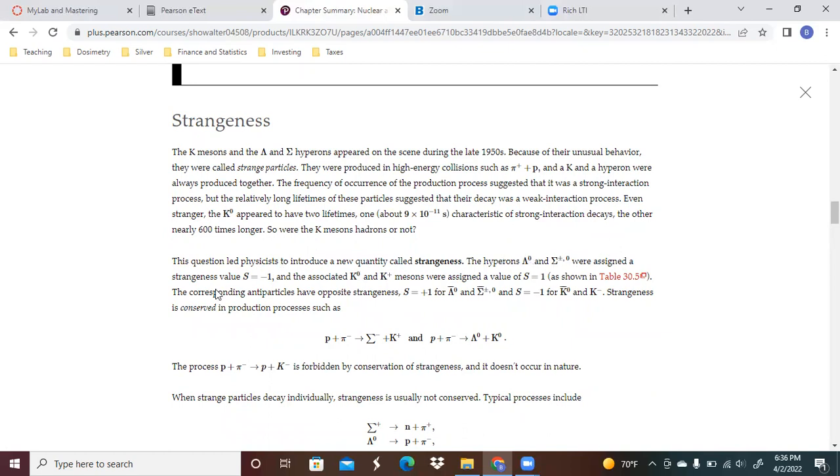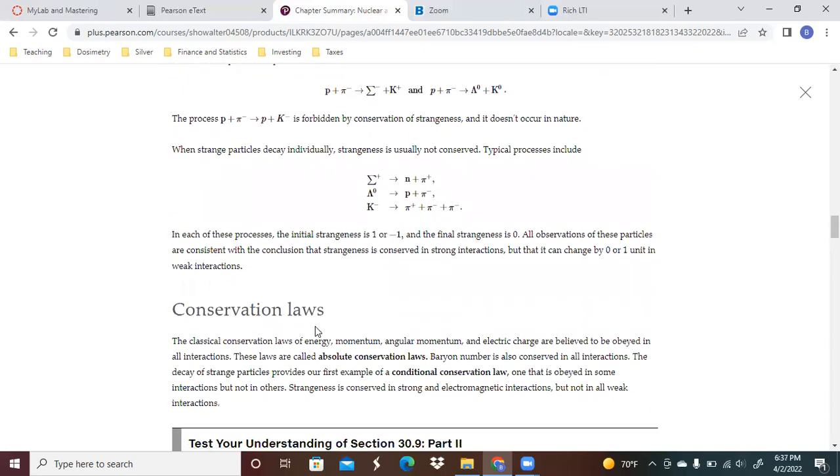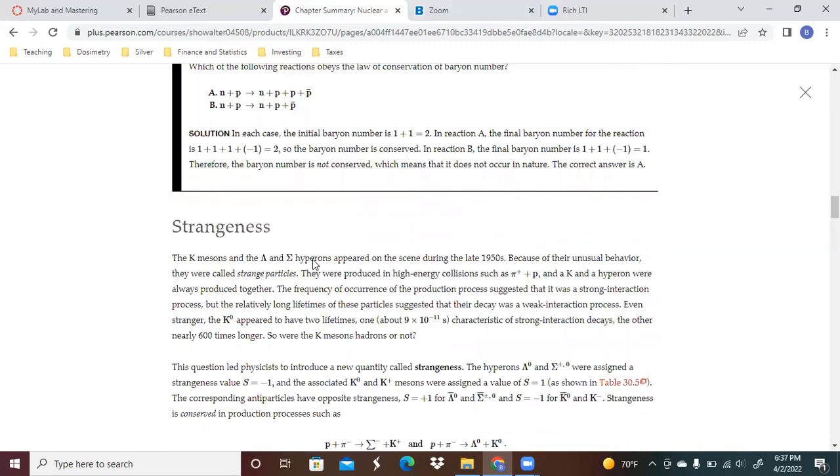So you've got hyperons, which are assigned a strangeness value, and associated mesons were assigned a value of S equal to 1. The corresponding antiparticles have opposite strangeness. Strangeness is conserved in particle production such as this. The initial strangeness is 1 or -1, and the final strangeness is 0. All observations of these particles are consistent with the conclusion that strangeness is conserved in strong interactions, but that it can change by 0 or 1 in units of weak interactions.